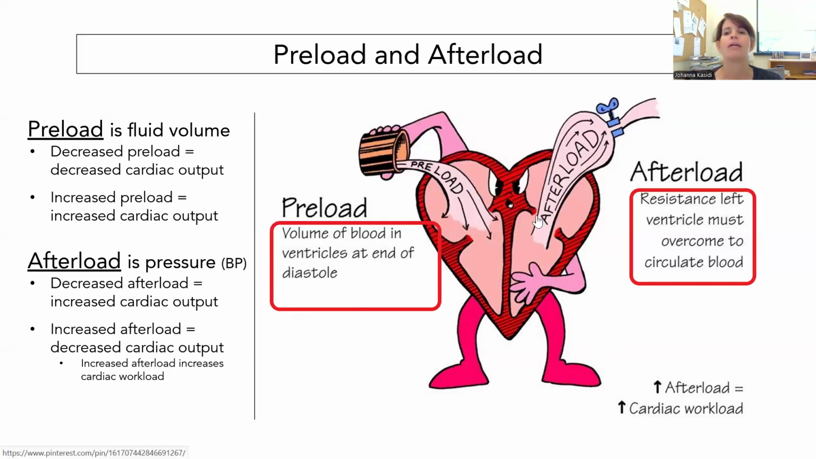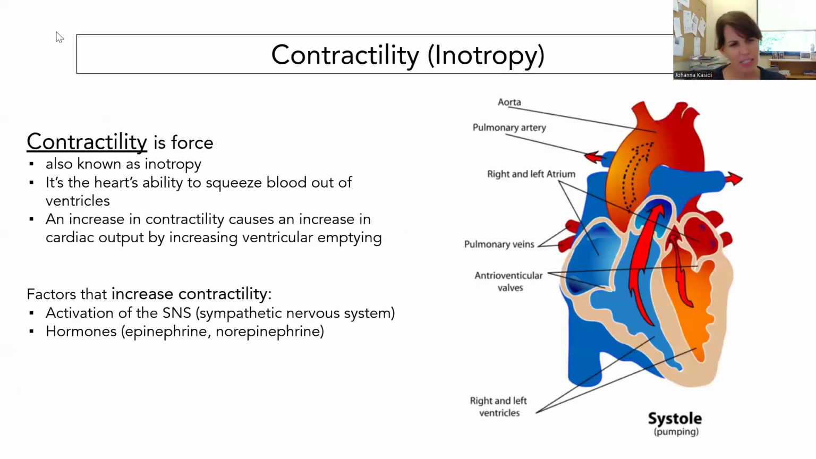Also, having increased afterload, if I'm having to work harder to get the blood out, increases the workload of the heart. So you need more oxygen to get to your heart muscle to sustain those increased workloads. And contractility is just the force, and it's also called inotropy. I want you to remember that inotropy is contractility, because we have medications that are positive inotropes that can make your heart beat with more force, so more efficiently when needed, or negative inotropes that can make it beat with less force.